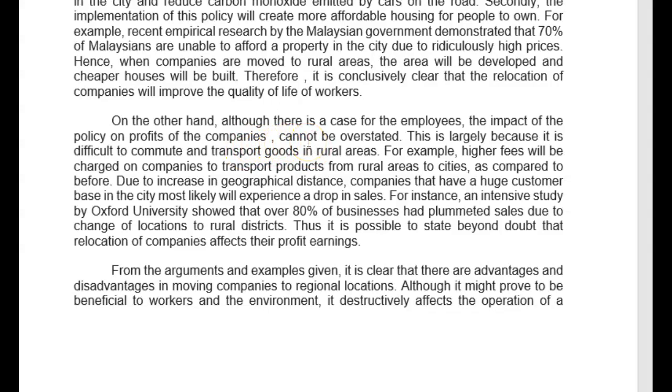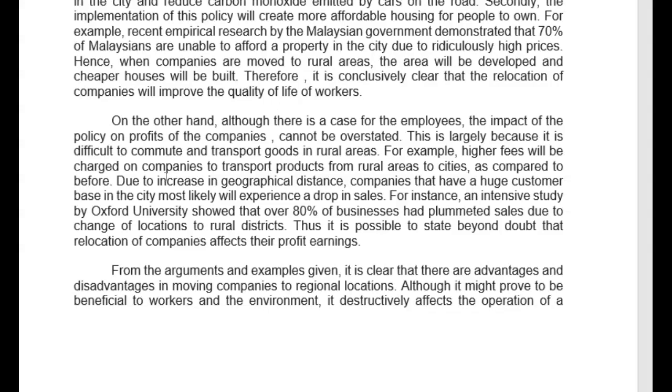This is largely because it is difficult to commute and transport goods in rural areas. For example, higher fees will be charged to companies to transport products from rural areas to cities as compared to before. Due to the increase in geographical distance, companies that have a huge customer base in the city will most likely experience a drop in sales.